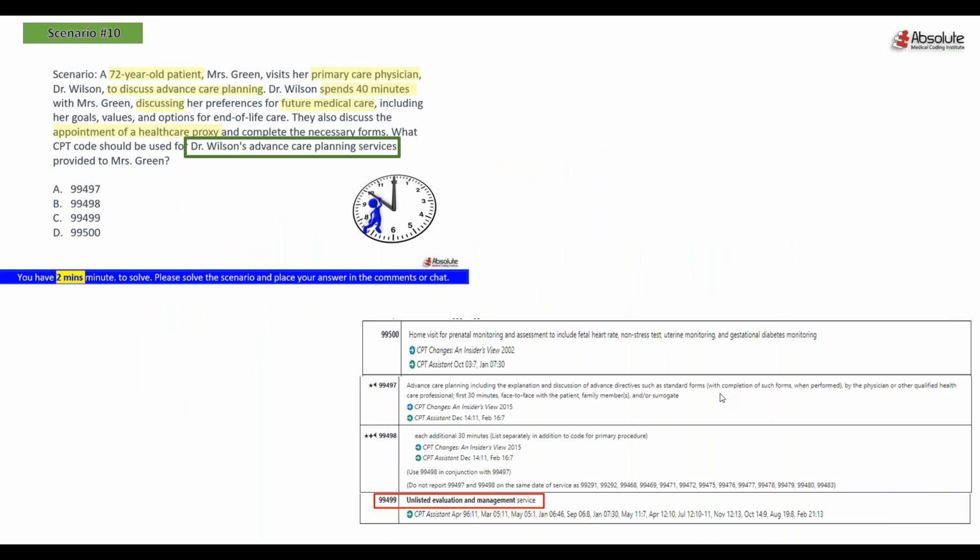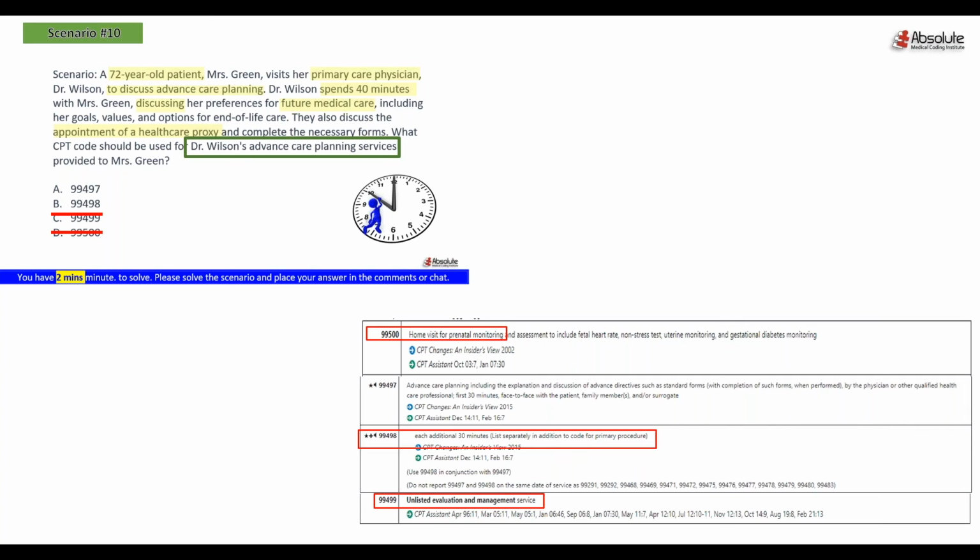We are coding for advanced care planning. Option C is coding for unlisted evaluation and management service. We have a specific code here, so no need to take those unlisted codes. And option D is coding for 99500, home visit for prenatal monitoring. This is not a home visit for prenatal monitoring. We are coding for advanced care planning, so option D is also incorrect.